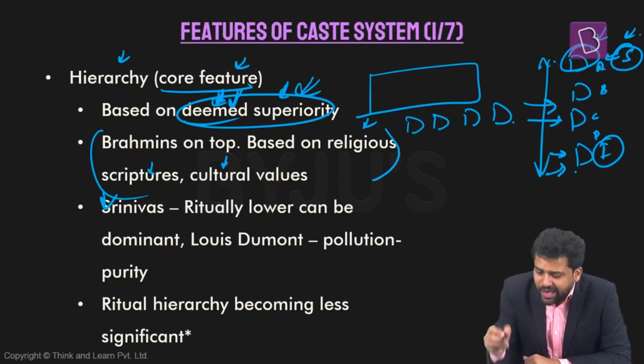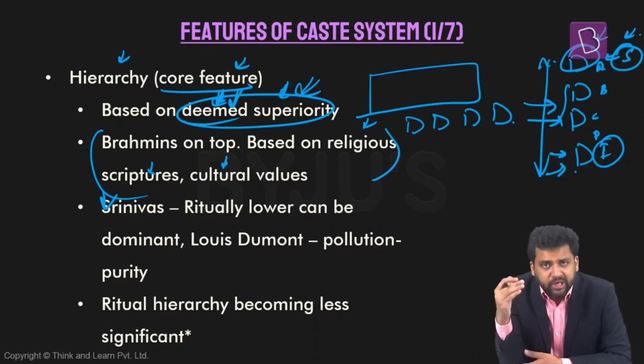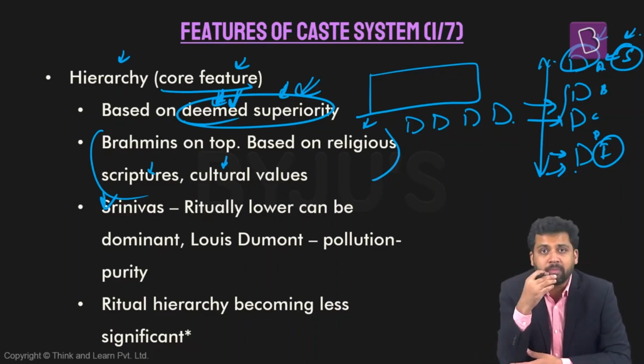There can be some castes which are lower in the ritual hierarchy. Maybe they are in the second or third position in the ritual hierarchy, but they might have a lot of power. Maybe they have economic power, maybe they have political power, maybe they are the ones who are dominant. So sometimes this can also happen.